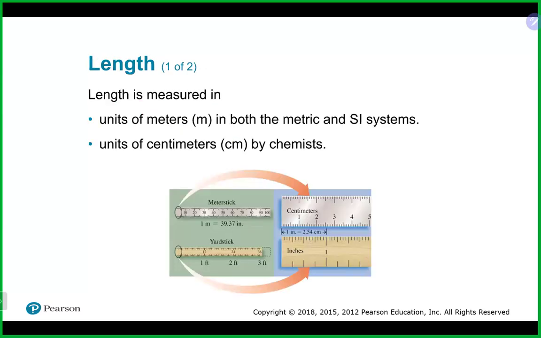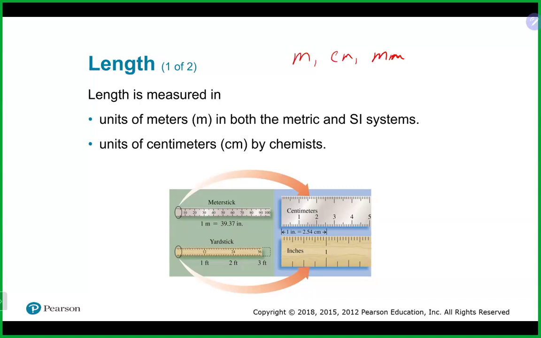Let's talk a little bit about length. The SI unit for length is meters. I would say very commonly centimeters is used in terms of length. So meters, centimeters, millimeters are very common units that are used, along with some other ones along the way.